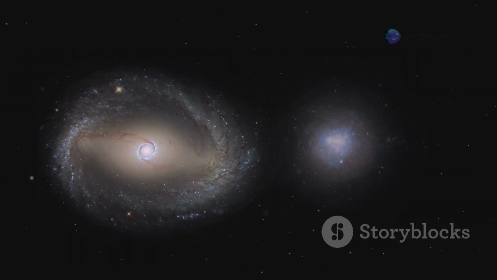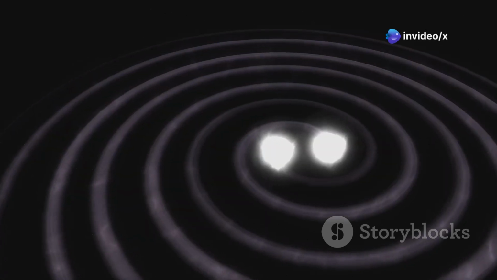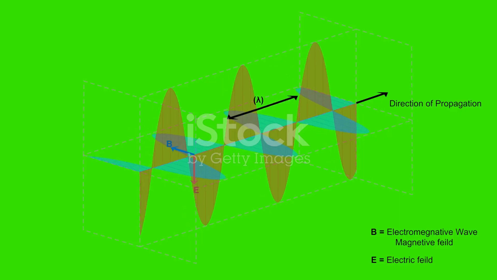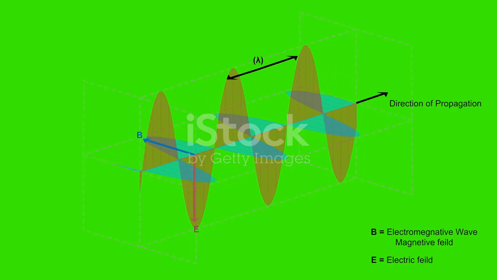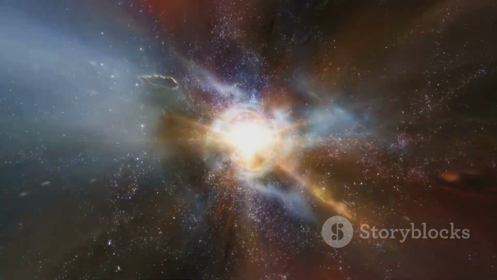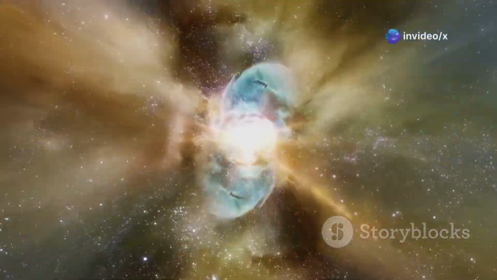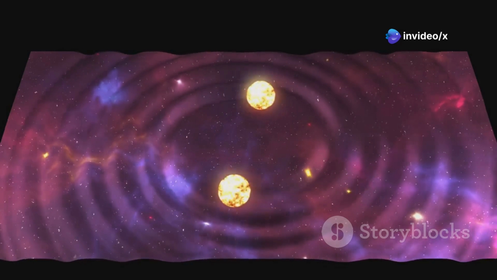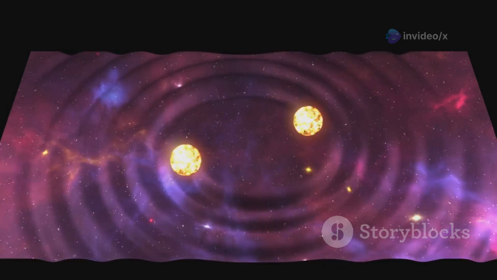Primordial gravitational waves are special. They are different from the waves created by stars and black holes. They were created in the first fraction of a second after the Big Bang. They carry information about the universe's earliest moments. These waves have been traveling through the universe ever since. They are faint whispers from the Big Bang. By studying them, we can learn about the conditions in the very early universe.